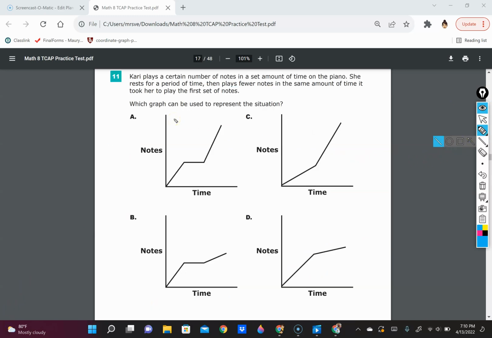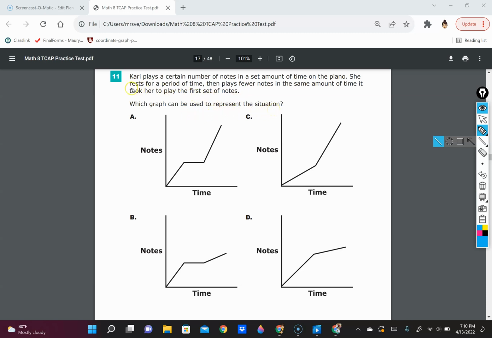Number 11, Kara plays a certain number of notes in a set amount of time on the piano. She rests for a period, then plays fewer notes in the same amount of time it took her to play the first set of notes. Which graph could be used to represent the situation?